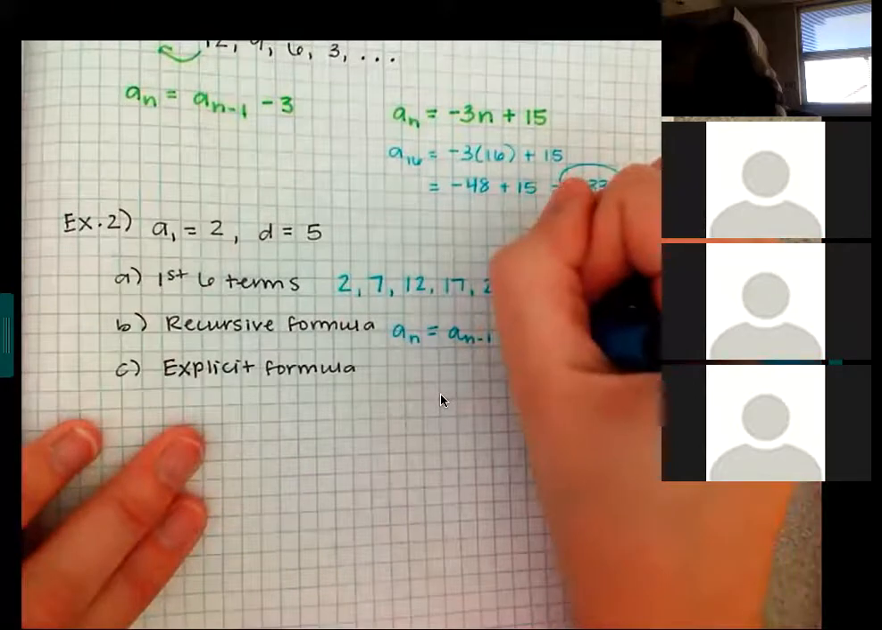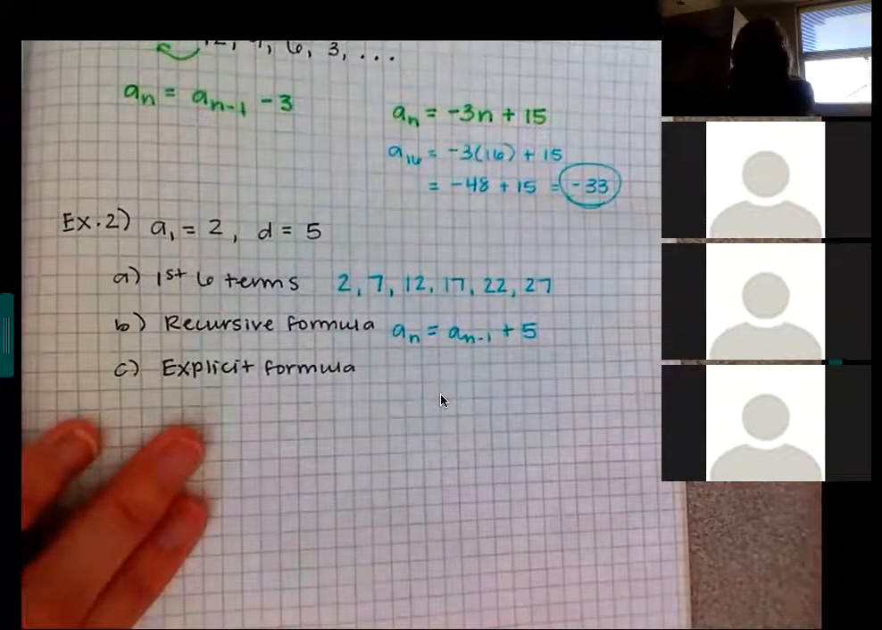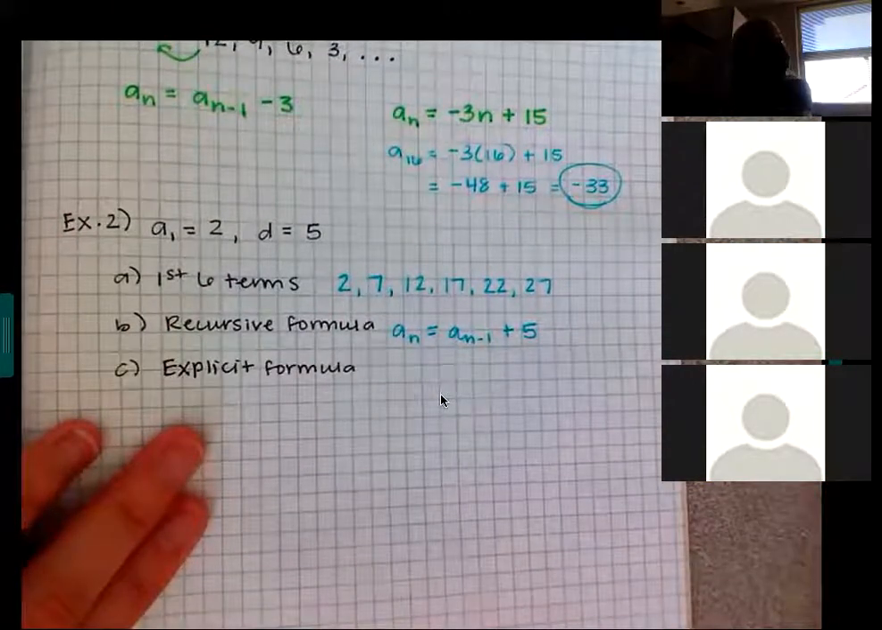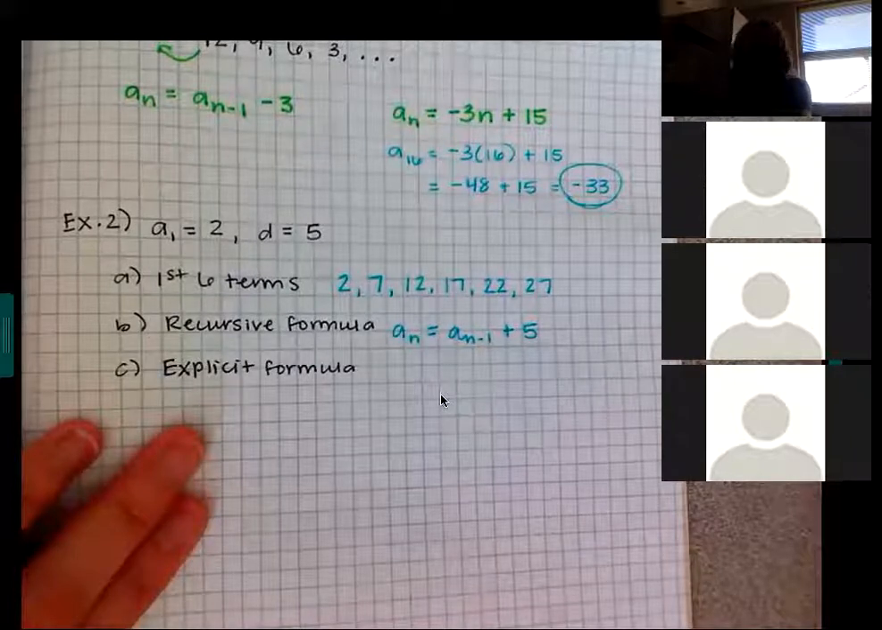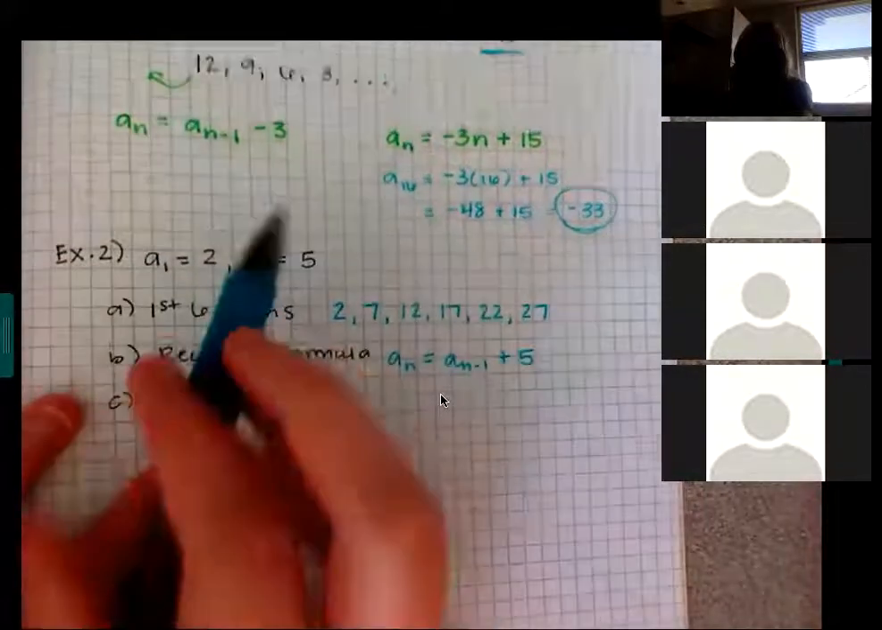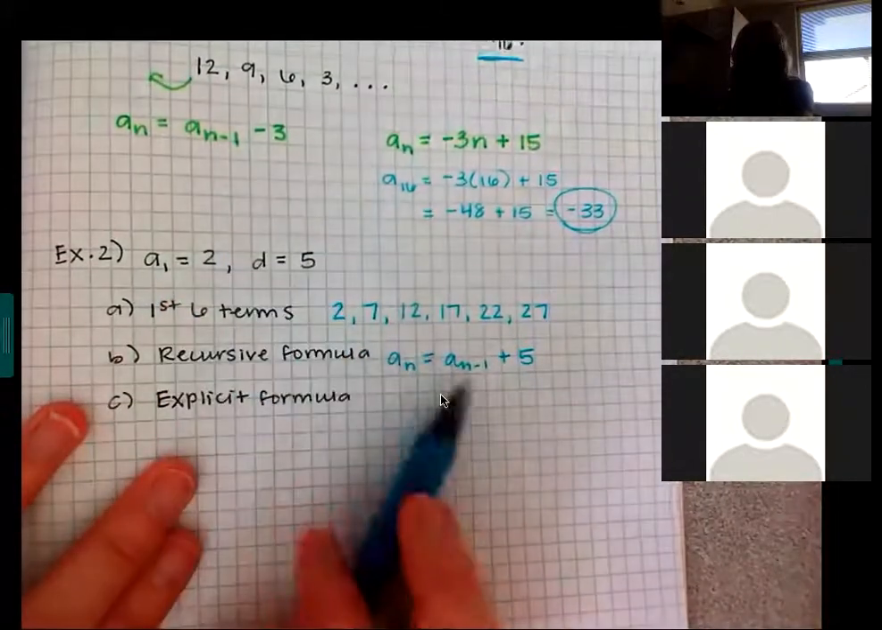Good job, Ross. And Brody, I heard you too. Good job. A sub n minus 1 plus 5. So like up here we subtracted and up here we added?